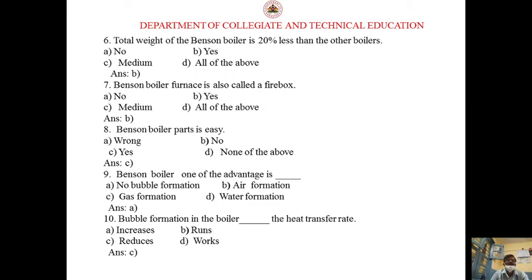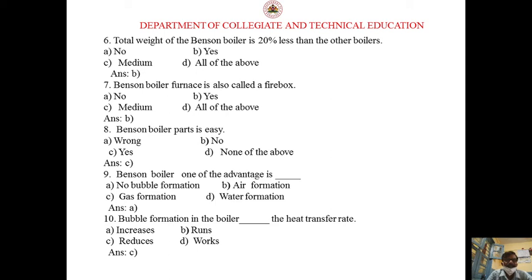Next, question number 7: Bunsen boiler furnace is also called a firebox. Is it right or wrong? The answer is yes, it is also called a firebox. Next is question number 8: Bunsen boiler parts are easy to transport. You have to tell right or wrong. The answer is C. Yes, Bunsen boiler has easy parts.